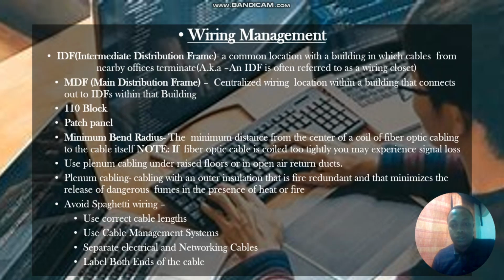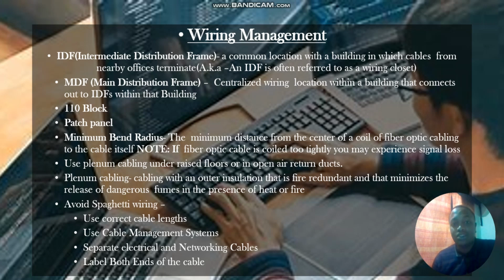Now let us look at another type of management, and this time we're going to be talking about wiring management. Let us first define some terms. An IDF, an intermediate distribution frame, is a common location within a building in which cables from nearby offices terminate. Okay, and we have another one known as the main distribution frame, or the MDF.